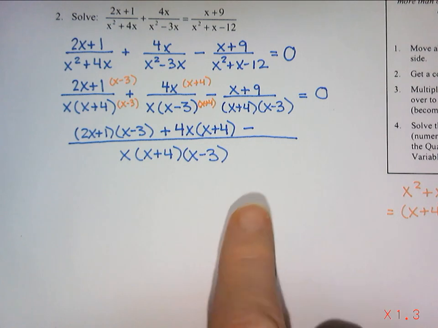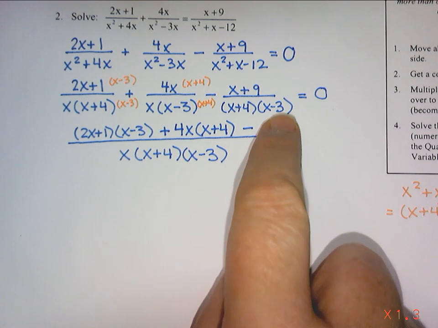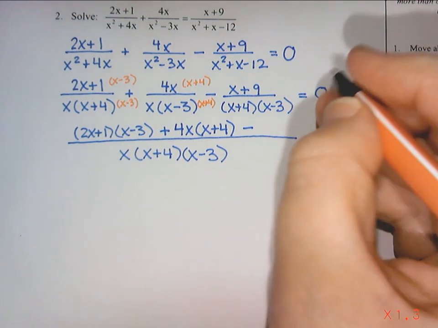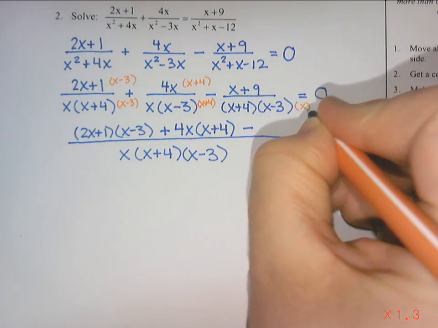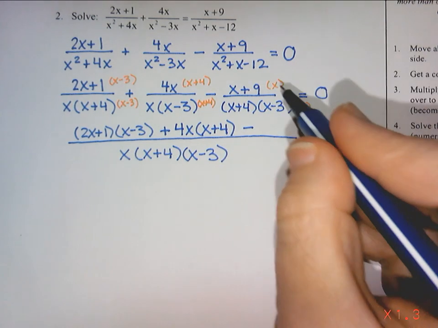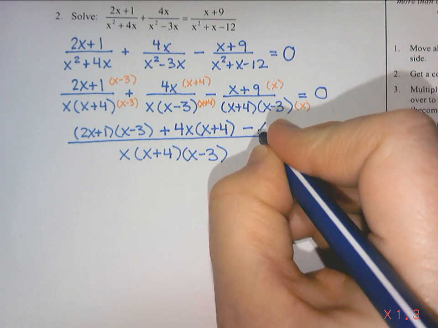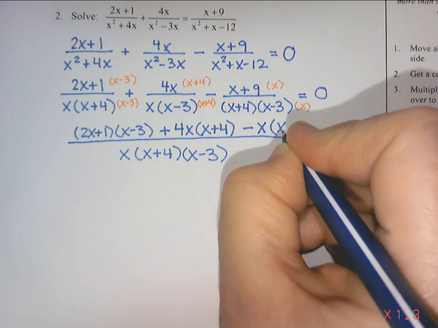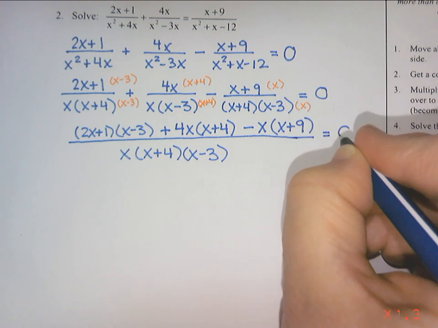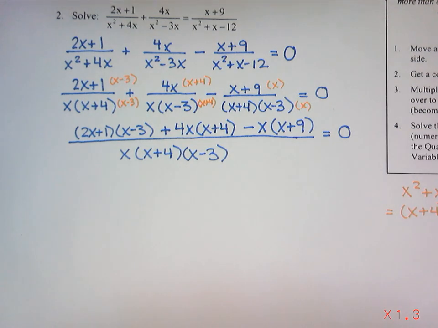Last one, we've got x plus 4, we've got x minus 3. The part that we're missing is the x. So we are going to multiply by x. Now that is a monomial, it has one term, so I'm going to put it in front. I'm going to do x times x plus 9. And that still equals 0.